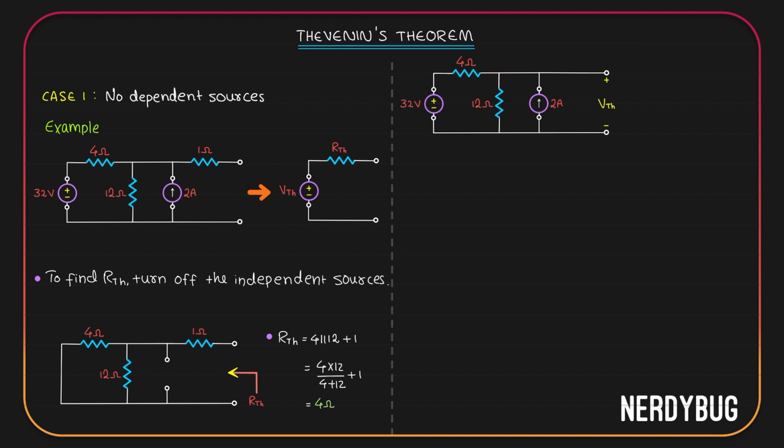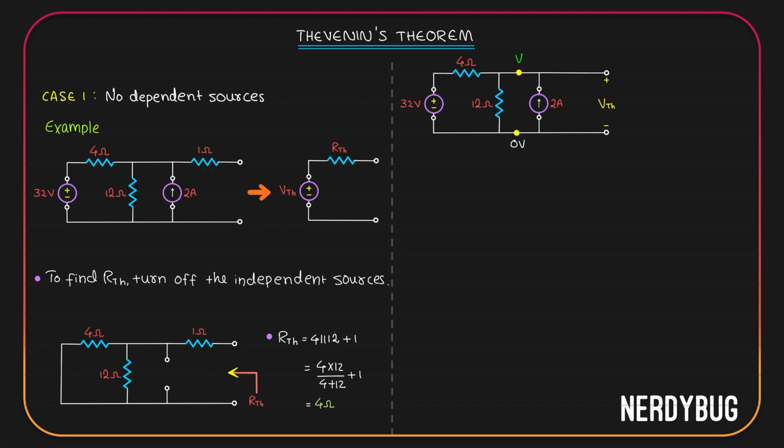Let us assume that this point has 0 potential, and with respect to that, this point has V potential. V Thevenin is obviously the potential difference between this point and this point. Potential at this point is V, potential at this point is 0. So the potential difference between these 2 points is V minus 0 or V. So basically what we have to find out is just the value of V. Let us apply KCL at this node.